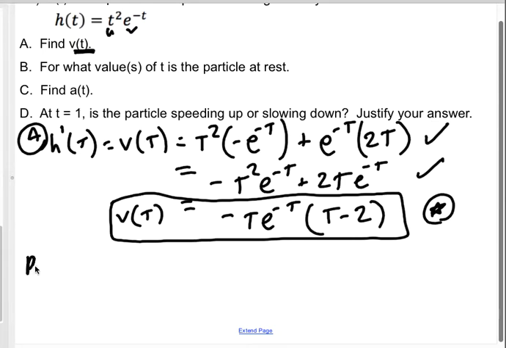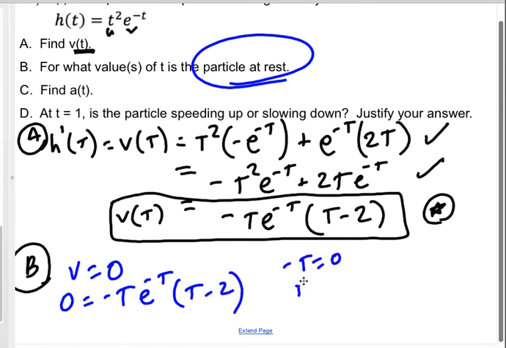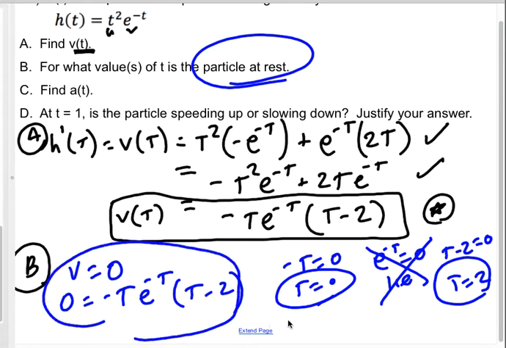For part B, you need to communicate that you know what this means. You have to say v is equal to 0. So then you're going to set your v equal to 0 and you're going to solve. So either negative t is equal to 0, which is t is 0, that's one answer, or e to the negative t is 0, which is a lie, because e to the anything is always positive, or t minus 2 is 0, which gives you t equals 2. If you jump from here to the two answers, nobody thinks you're cheating. Like if you can set them equal in your head, that's great, congratulations.